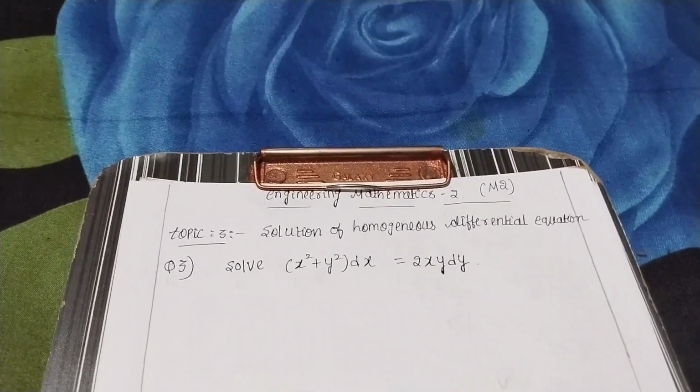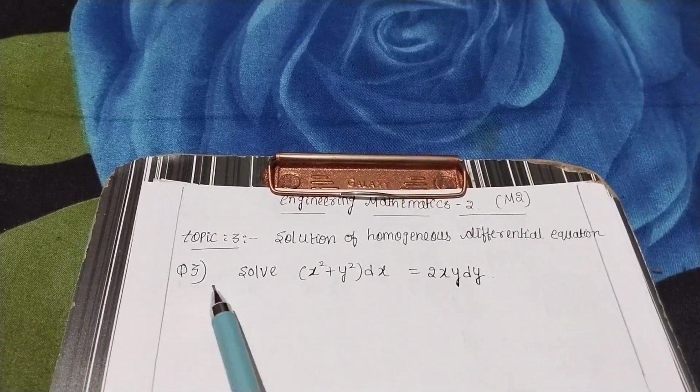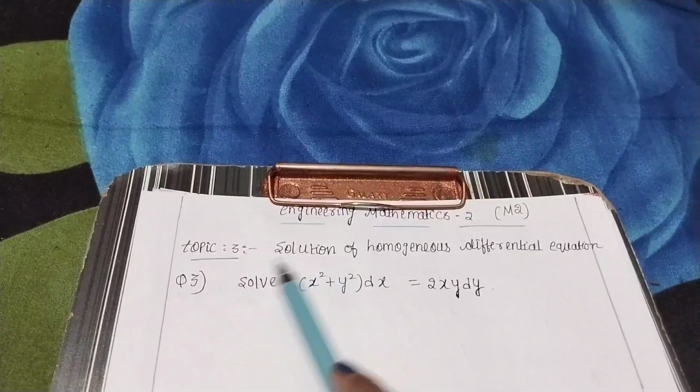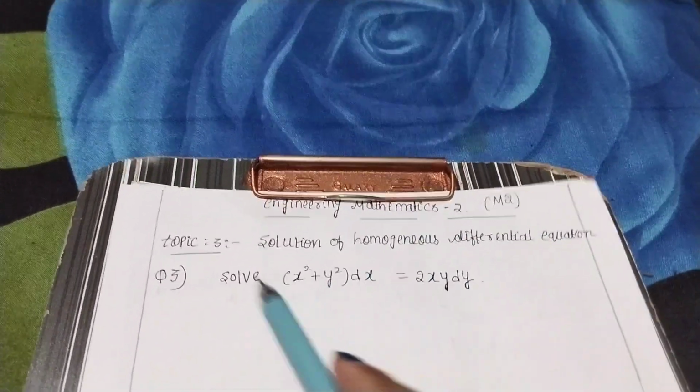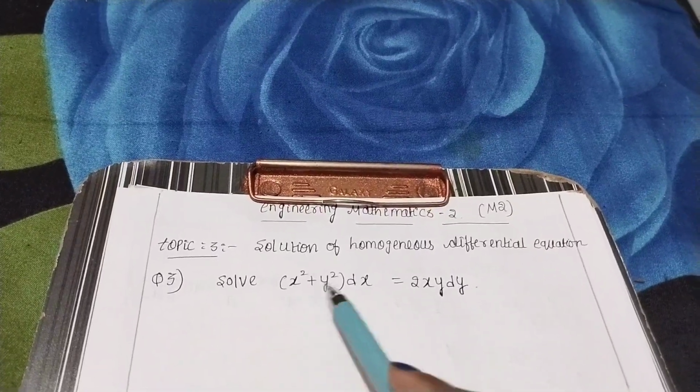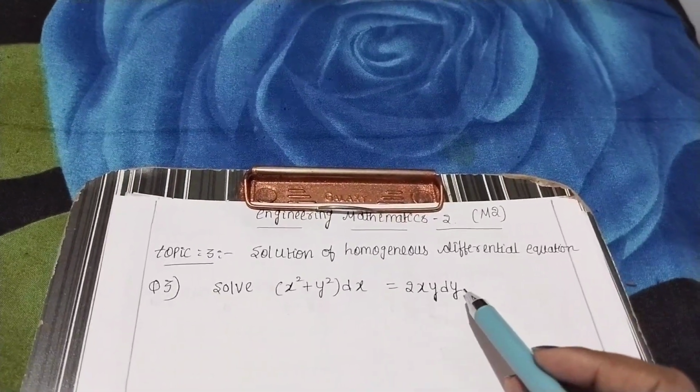Hello everyone, we have entered question 3 of topic 3. The topic is solution of homogeneous differential equation. Now the question is: solve (x square plus y square) dx equals 2xy dy.